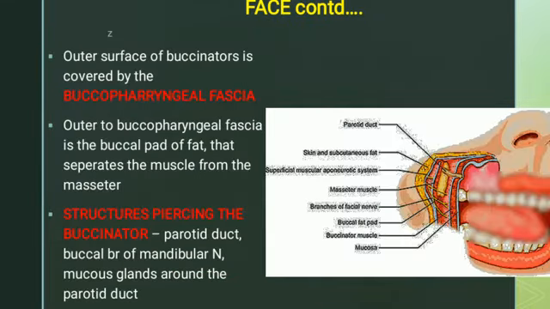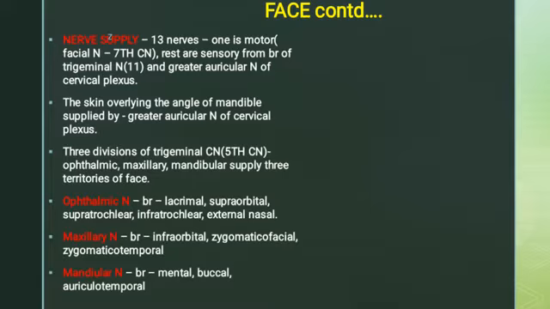The muscle buccinator is covered by an areolar membrane called the buccopharyngeal fascia, which separates it from the ramus of the mandible and the masseter. The structures piercing the buccinator are very important. They are the parotid duct, the buccal branch of the mandibular nerve, and 4 or 5 molar mucus glands lying on the buccopharyngeal fascia around the parotid duct. The origin and insertion of buccinator and the muscles of the orbicularis oris are complicated, and I have explained it in a separate video.